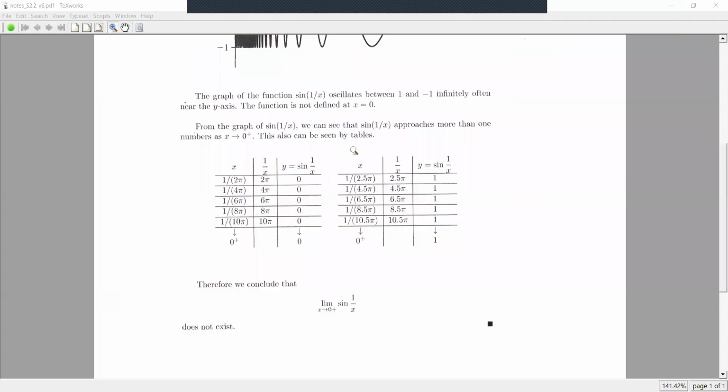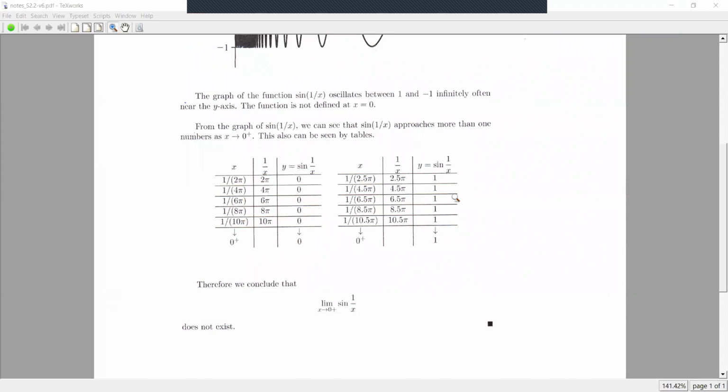We can also use tables to show the limit doesn't exist. Here I have made 2 tables. In this table, I let x approach 0 by taking on these points. Function values at these points all are zeros. For example, when x is 1/(2 pi), then 1/x is 2 pi, and sine of 2 pi is 0 by calculator. So when x approaches 0 by taking on these points, the function approaches 0.